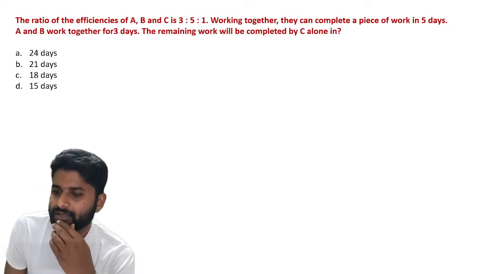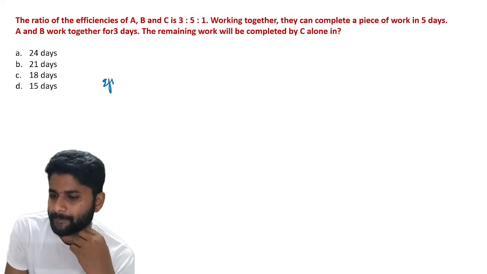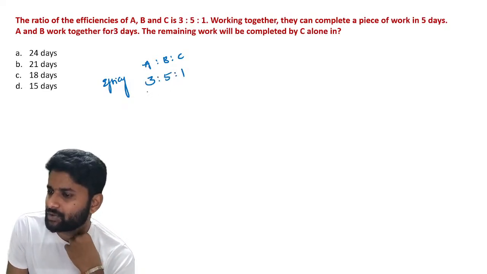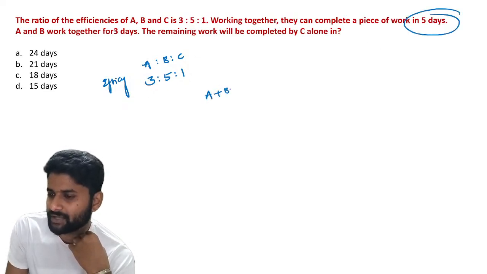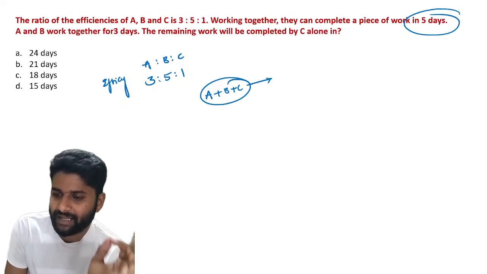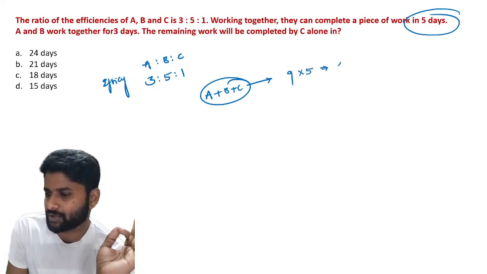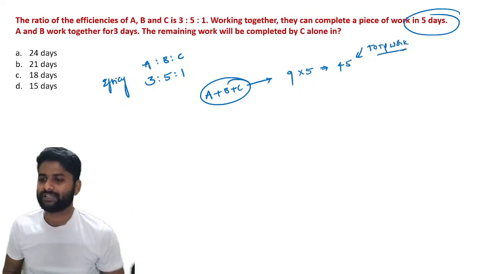Now see, the ratio of efficiency of A, B, C is 3 is to 5 is to 1. Working together, they will complete the piece of work in 5 days. Guys, if they're working together, they will complete the work in 5 days. So, if per day work of A, B, C is 9 units, they work for 5 days, then the total work is equal to 45 units. Total work is 45 units.